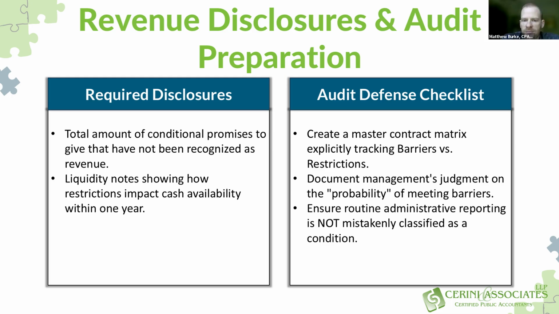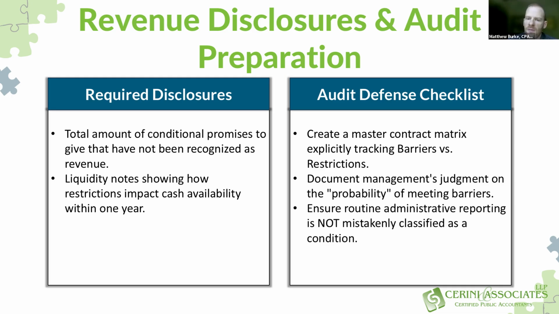And what we're recommending is really organizations, one, be cognizant of this, right? Realize that these rules are in place. Two, then, when you're getting any sort of contract, award, contribution, whatever, make sure you're looking at it through this lens of conditional versus unconditional, restricted versus not restricted. Make a master contract matrix or something like that that tracks these barriers, tracks these restrictions.